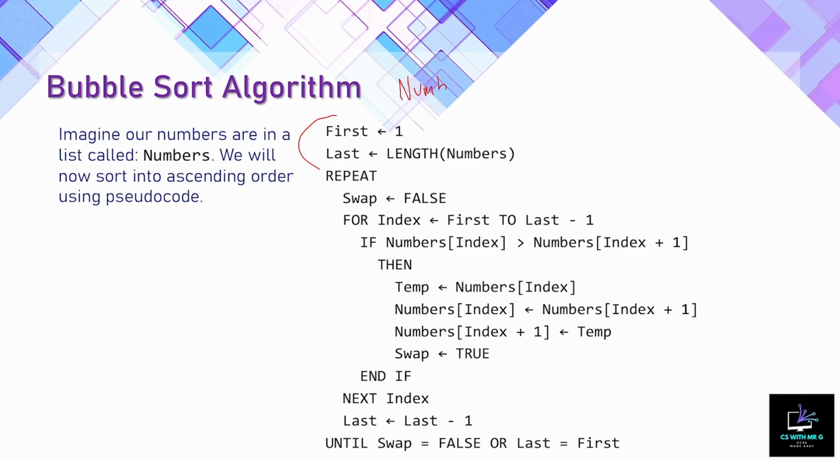So basically we've got a numbers array. Let me just draw it in so we can see. Okay, so we've got 5 digits in our list. So last is set to the length of numbers. Our list here called numbers has 5 items inside, so last is essentially set to 5.